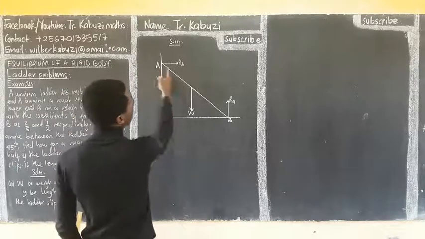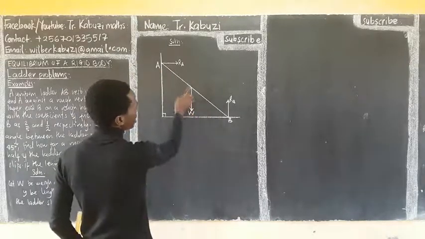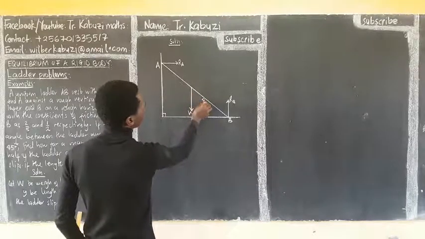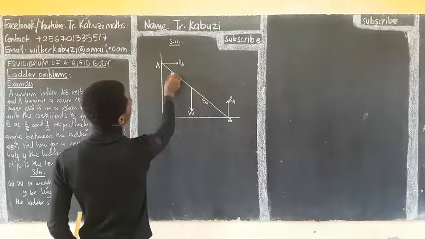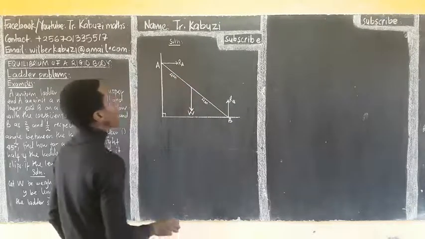Because the length from here up to here is 8 meters, it means this one is in the middle. So from here it's going to be 4 meters, and also from here it's going to be 4 meters.